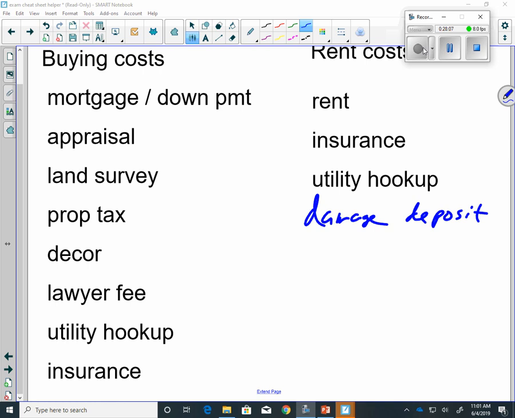What are some advantages to renting? Generally it doesn't cost as much. You don't have to worry about things breaking because you don't fix it, as long as it's not something that you've damaged, right? And there's no yard work, depending on what you're renting, I guess.